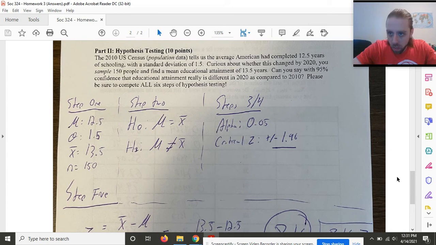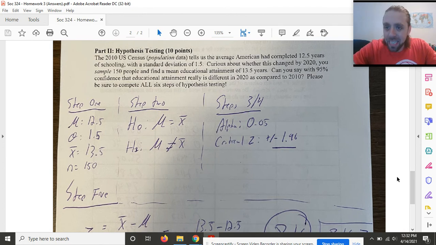Step 1, state what you know. I'm going to do this first before I identify the type of test I have to do, because it's the knowns that lead me to make that decision. So mu is 12.5. That's my population mean. Sigma is 1.5. That's my population standard deviation. X bar, 13.5, is my sample mean. And n is 150. Notice how I've been given the population standard deviation, but I have not been given the sample standard deviation. Great, as long as I have the population data to work with.